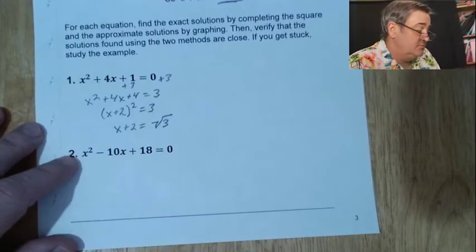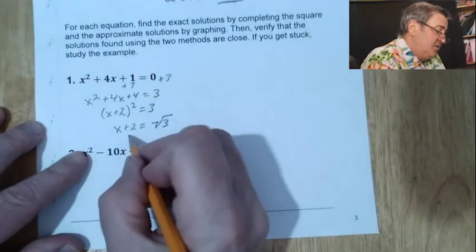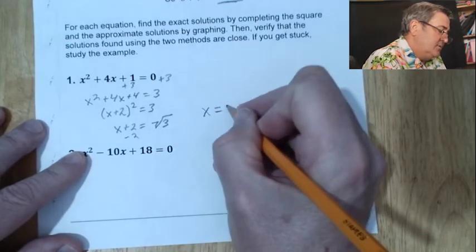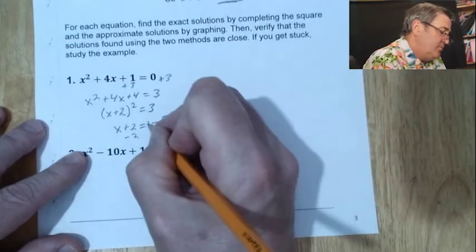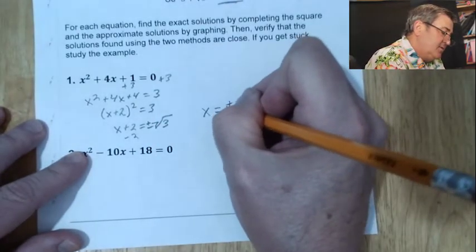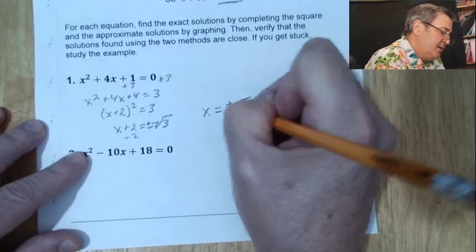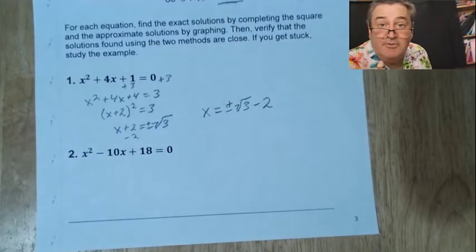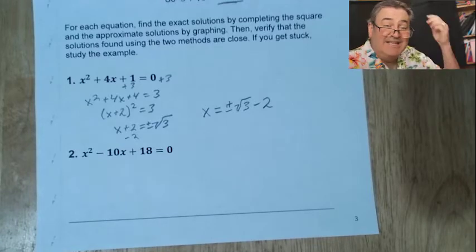So x plus 2 equals the square root of 3, 1.7 something, continues. So we have to subtract 2. So x equals, oh, I forgot my little symbol already, plus or minus the square root of 3 minus 2. Plus or minus square root of 3 minus 2. That is the exact answer.